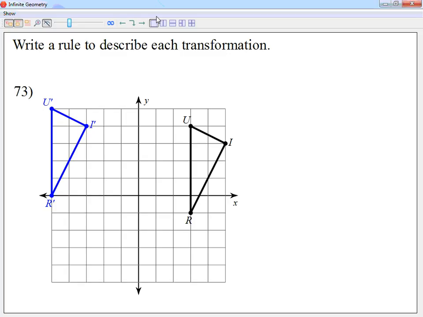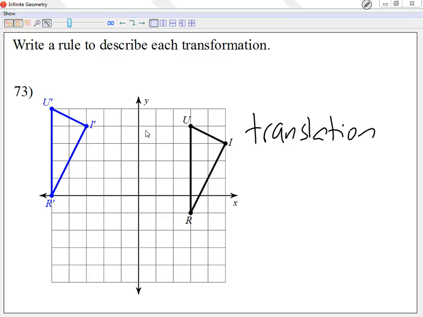Looking at 73, I know in my case, I can see the difference of the colors. I can see black and blue. I know your paper is just black and black, but you can see the writing. The first one has an arc by itself. The second one has a prime. So because of the writing, you guys know which one came first. That one, it seems like we push it to the left and then up. So that's what we call translation. So I'm going to write translation.